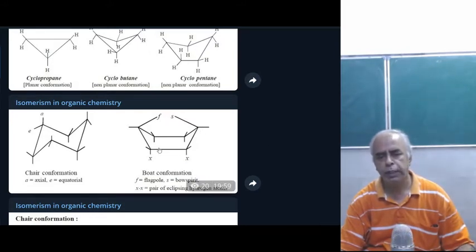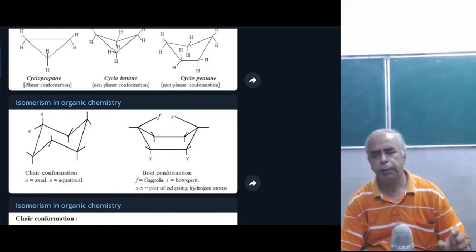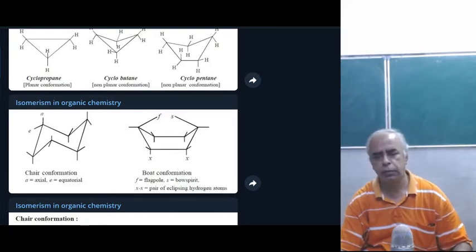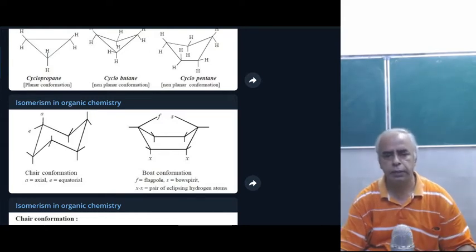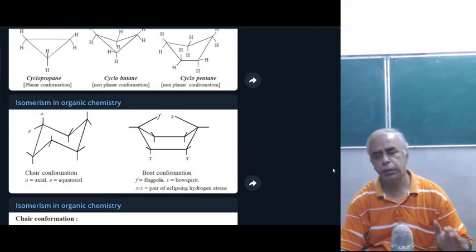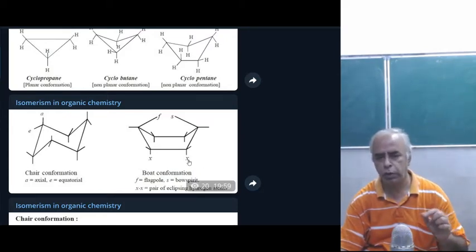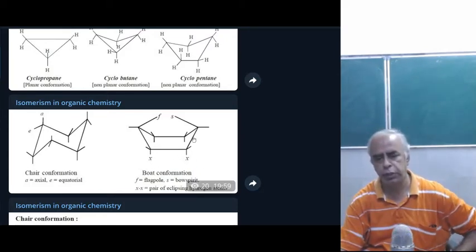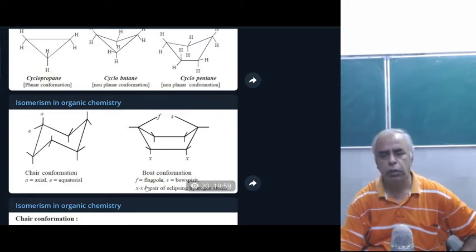Okay, and the X and X are the pair of eclipsing hydrogen atoms. So they are called a pair of eclipsing hydrogen atoms. These two hydrogens hide each other. And you can see the other bonds also, like axial and equatorial. This is known as the boat form. In fact, the chair form is more stable than the boat form because of less strain.